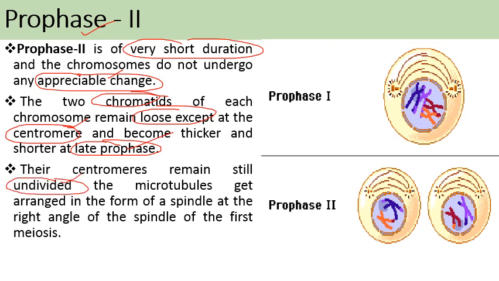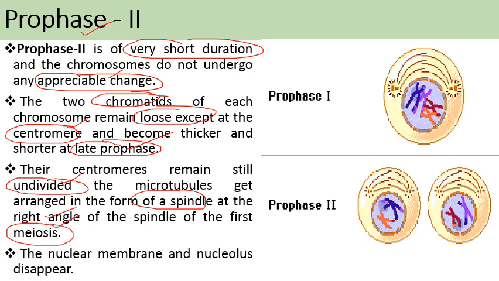In this stage the centromeres will not divide, and the microtubules get arranged in the form of spindle at the right angle to the spindle of the first meiosis. The spindle fibers will form at a right angle to the first meiosis. The nuclear membrane and nucleus again disappear at the end of this Prophase II. The nuclear membranes and nucleus will disappear again.